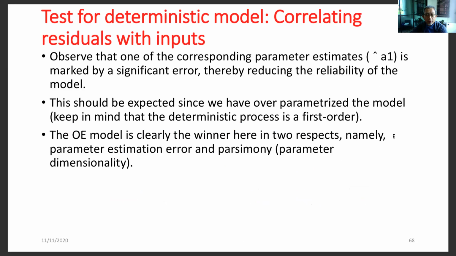In this case, we have to bear in mind that a good model has two respects: the parameter estimation error and parsimony. The word parsimony, as I mentioned, is one of the keywords in system ID, which means the minimum parameters with a quality model represented as the nearest equivalent to the real system.